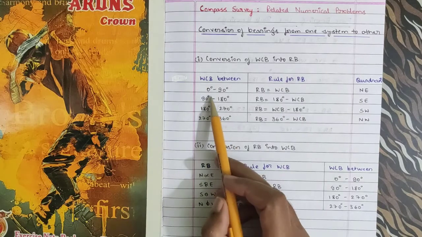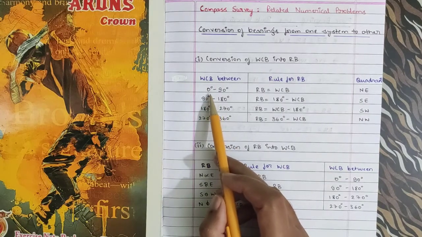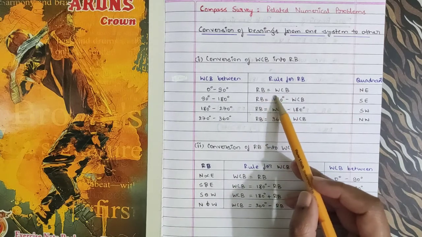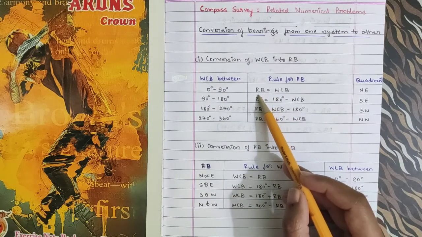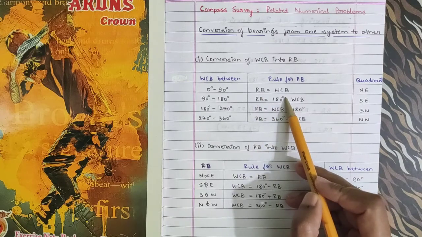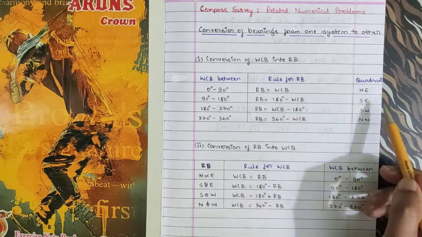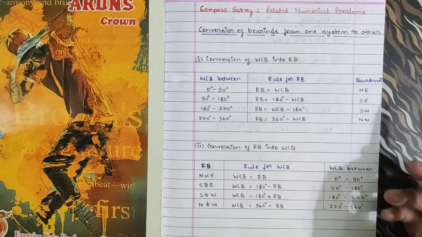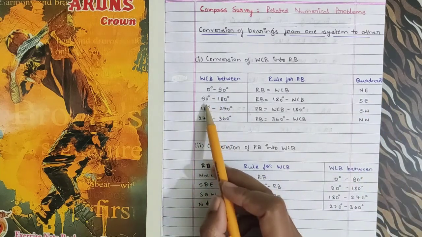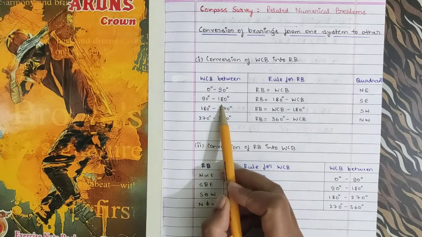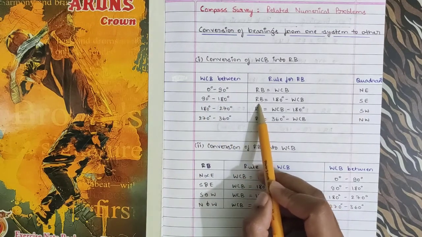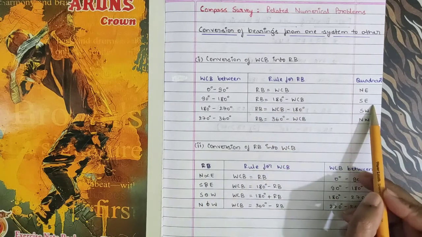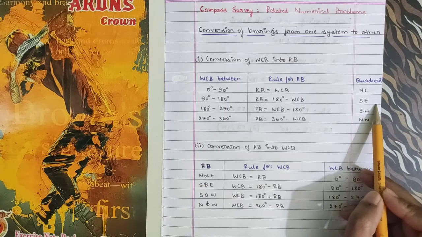If the whole circle bearing is between 0 to 90 degree, the rule for conversion is the same. Whole circle bearing is equal to reduced bearing, and it will be in the northeast quadrant, the first quadrant. If the whole circle bearing is between 90 degree to 180 degree, the rule for reduced bearing is 180 degree minus whole circle bearing, and it will be in the second quadrant, that is southeast.